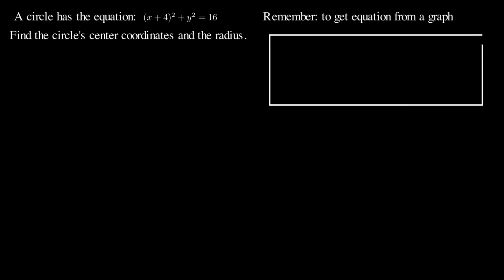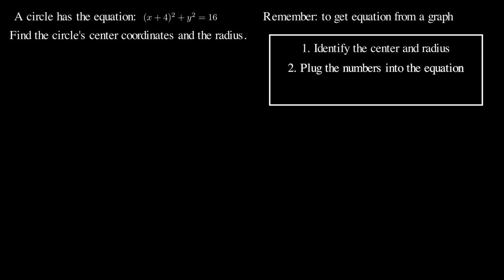Alright, let's do it together now. And I want to explain this in a way to show you why I'm doing it instead of just what I'm doing. So, we're doing what we did before, but in reverse. Remember, to get an equation from a graph, we first identified the center and radius, we plugged the numbers into the equation, and then we simplified to a form easier to read.